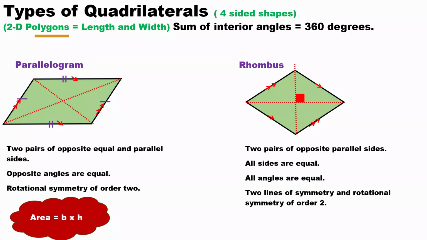Rhombus, two pairs of opposite parallel sides. All sides are equal. All angles are equal. Two lines of symmetry and rotational symmetry of order 2. You don't need to know the area for the rhombus for foundation.